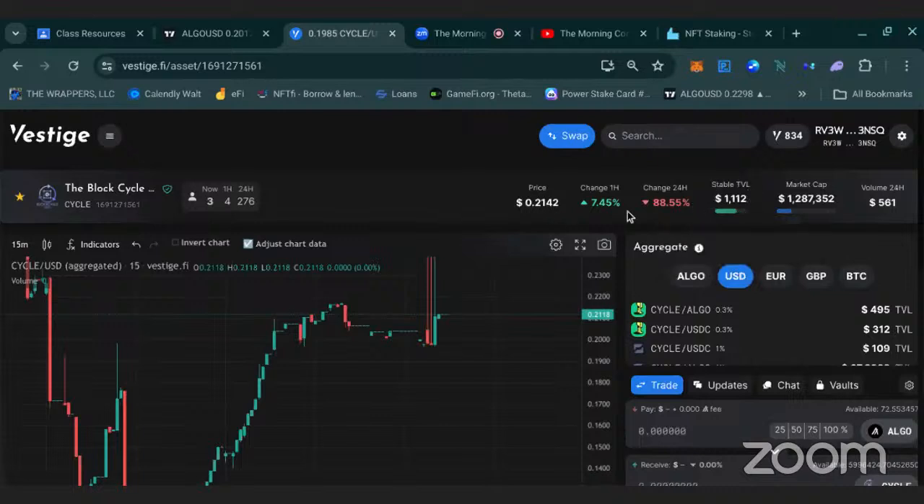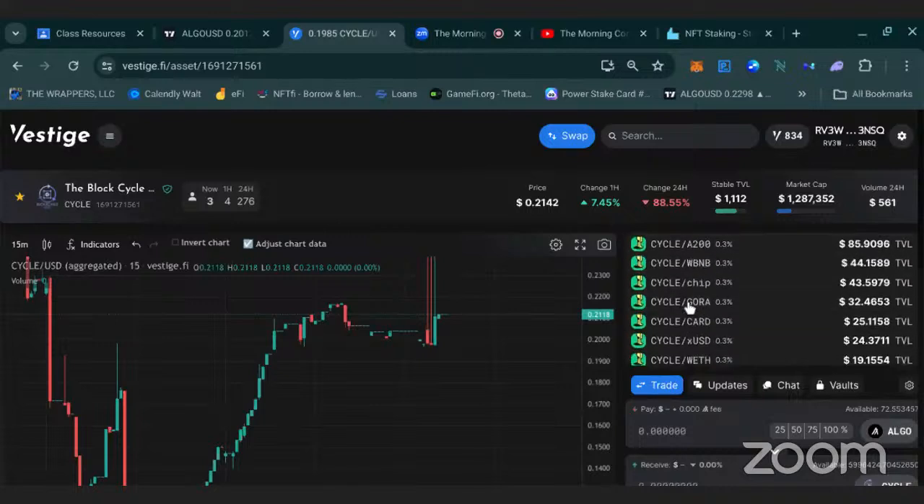But this number is more important than the market cap. This is why I teach people tokenomics the way that I do. Right now, the BlockCycle token's price is 21 cents. It's up 7.5% over the last hour, but down 88% over the last 24 hours. We have a total of $1,112 total value locked. The market cap is 1.2 million. And in the last 24 hours, only $561 has been bought and sold with the BlockCycle token.